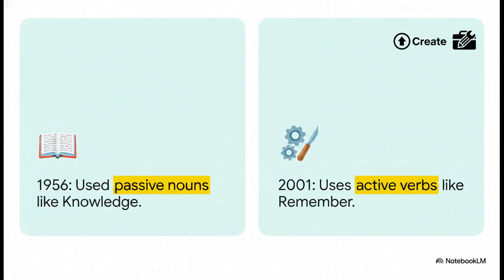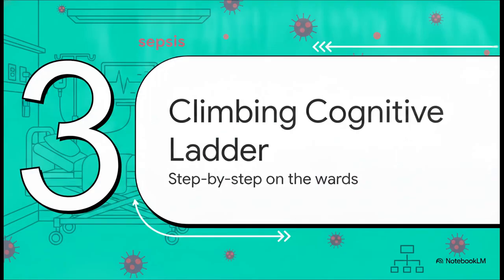They also moved the ability to create up to the absolute peak of the hierarchy, placing it right above evaluate. This 2001 revision is the gold standard used in medical education today because it intensely focuses on what a clinician can actually do. So let's get into part 3, climbing the cognitive ladder.